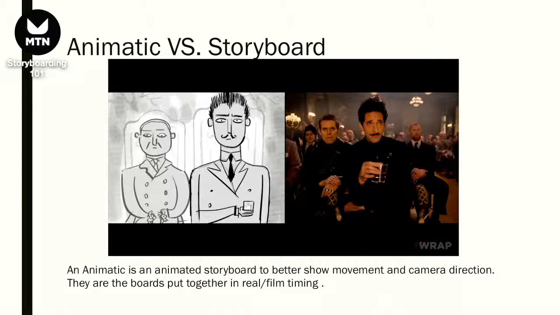Usually a step after a storyboard, if you're doing a sequence like that, is you'd make what's called an animatic. An animatic is basically the exact same thing as a storyboard, except it's timed precisely to the scene. This animatic shows the exact sequence of the scene in real time.